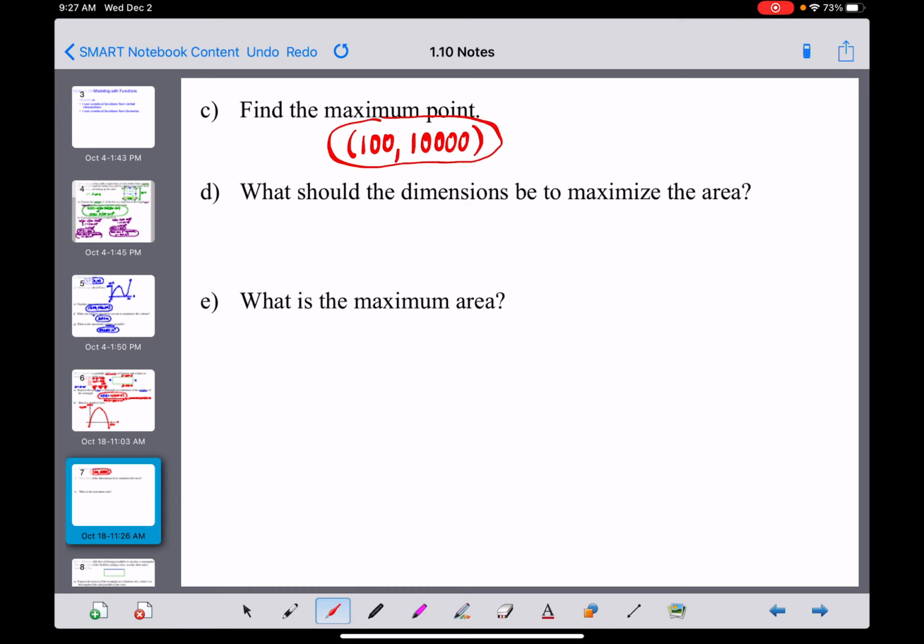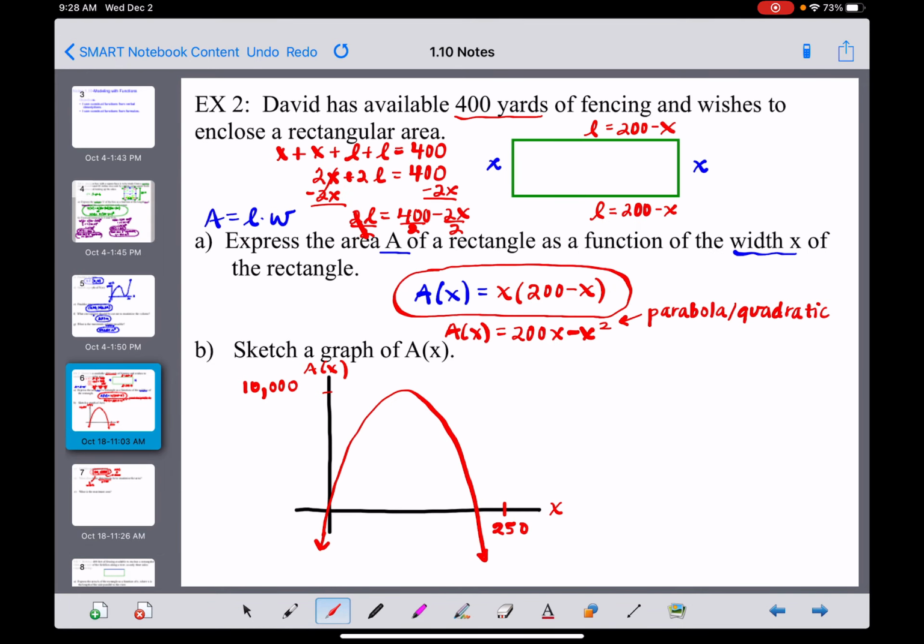So it says, what should the dimensions be? So we're going to be careful there. Dimensions are a length times a width. Okay, so remember that this first 100, that's the x value, which was the width. And remember that this y value, that's going to be the area. Okay, that was A of x. And we look back at our graph, we see that x is going to be the width. We look back up at that sketch, and y is the area.